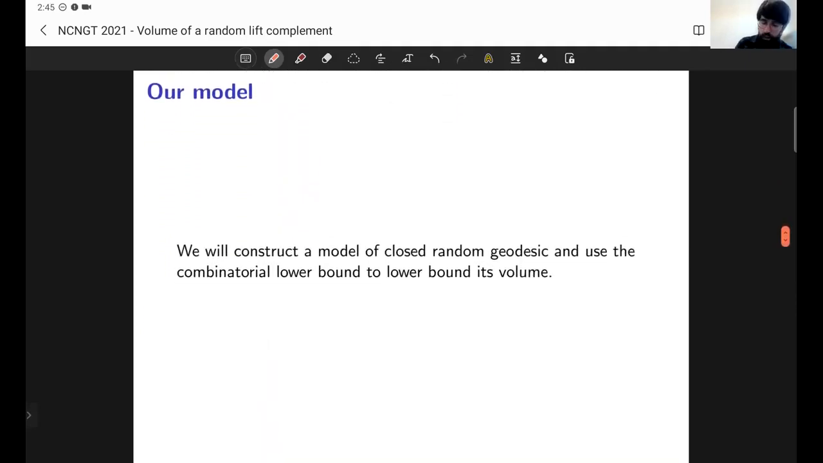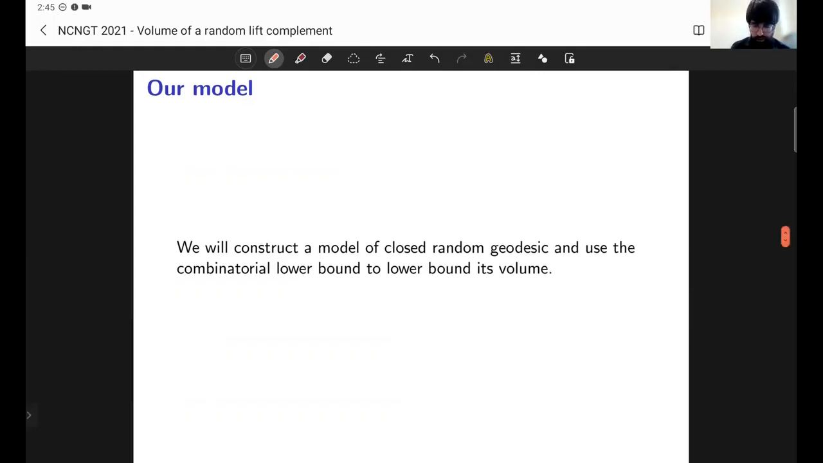So let me now start. At this point, I've introduced all the results that were either known or that we will be using also. And now I will start with some material that we will need to state our main result. So in our model, we want to define a random canonical Lefschetz complex. And this is going to come from a choice of a random closed geodesic.